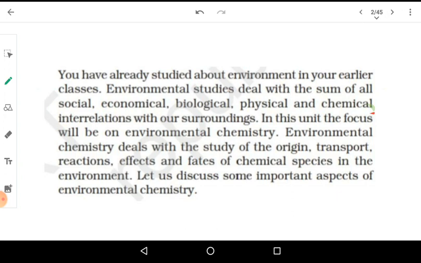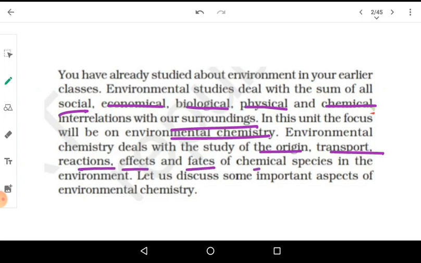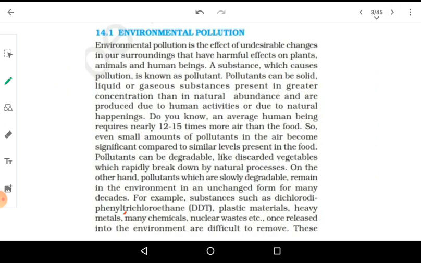Environmental studies, as you know, deals with the social, economical, biological, physical and chemical interrelations with our surroundings. Now, in this unit, we will be focusing mainly on the chemical aspects, that is, environmental chemistry. Environmental chemistry deals with the study of the origin, transport, reactions, effects, and fates of the chemical species in the environment. So let's explore further. In this chapter, the main focus is on environmental pollution, the types of pollution, and finally, we'll be dealing with green chemistry. So let's get started with the first topic, that is environmental pollution.